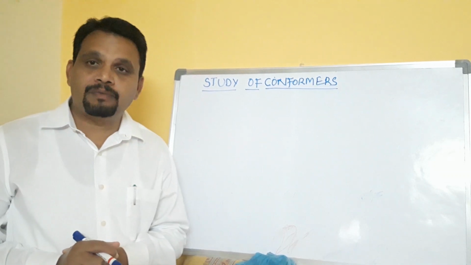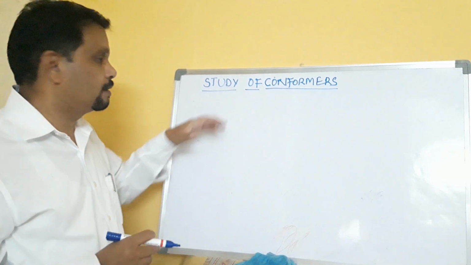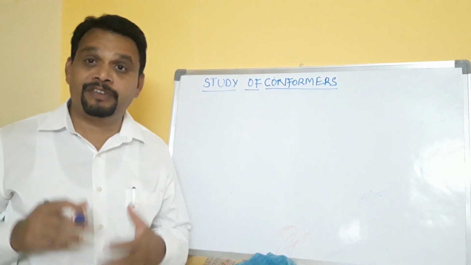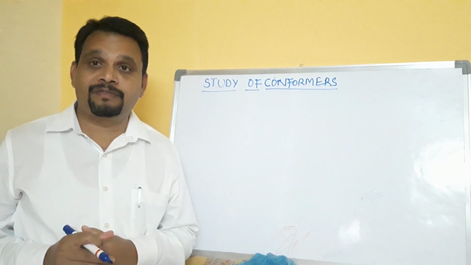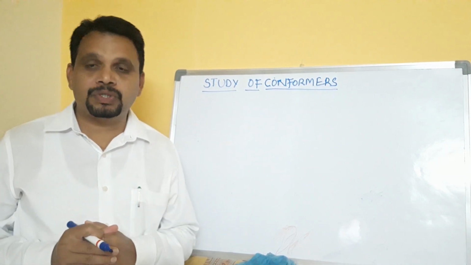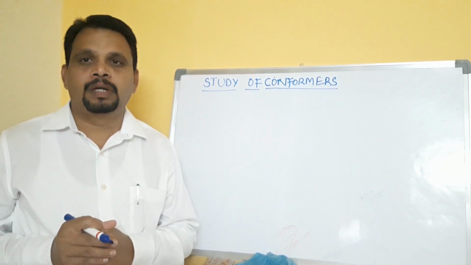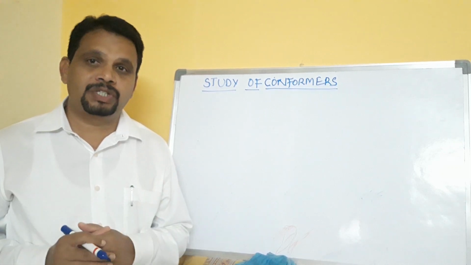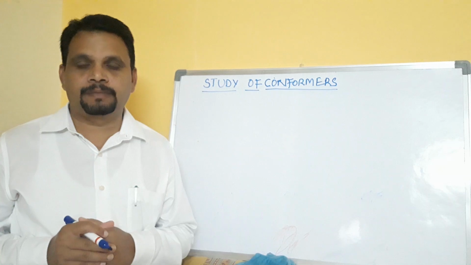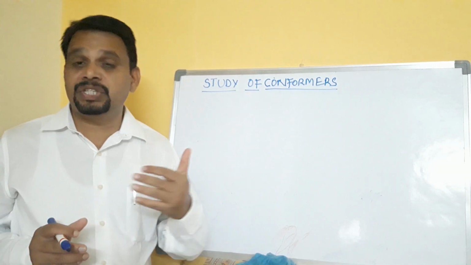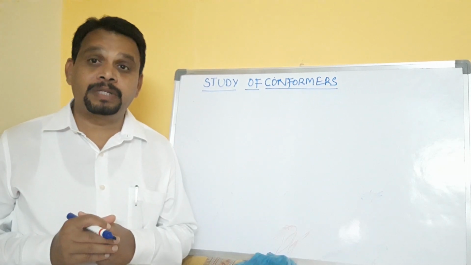Today, I want to explain a few more examples so that you will become familiar with writing the possible conformers for a particular compound, and you will also be able to analyze which is more stable and which is less stable, which is more energetic and which is less energetic, on the basis of some factors which can influence their stability.